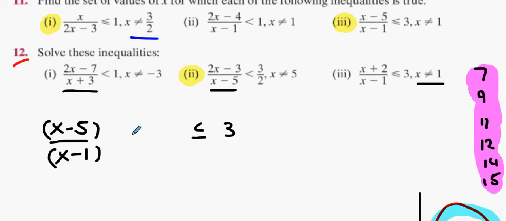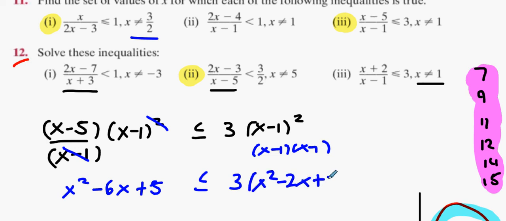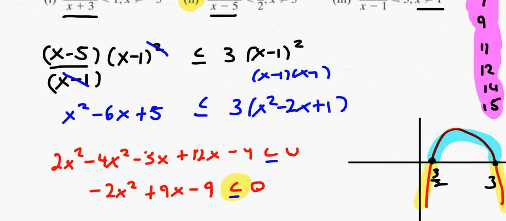So what you do? I took x minus 1 and squared it. And then you do the same on the other side. Two of them cancel, don't they? Now what do you get when you multiply x minus 5 by x minus 1? X squared minus 6x plus 5. And then when you multiply x minus 1 by x minus 1? I got 3 multiplied by x squared minus 2x. And when you multiply it out? 3x squared minus 6x.